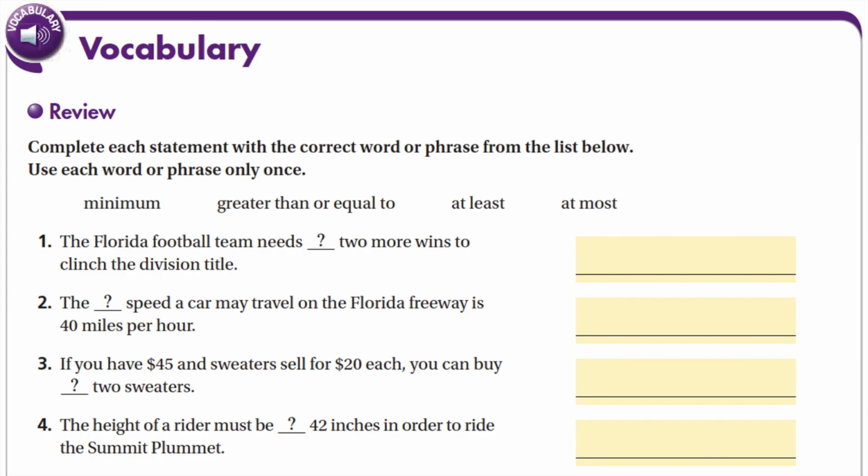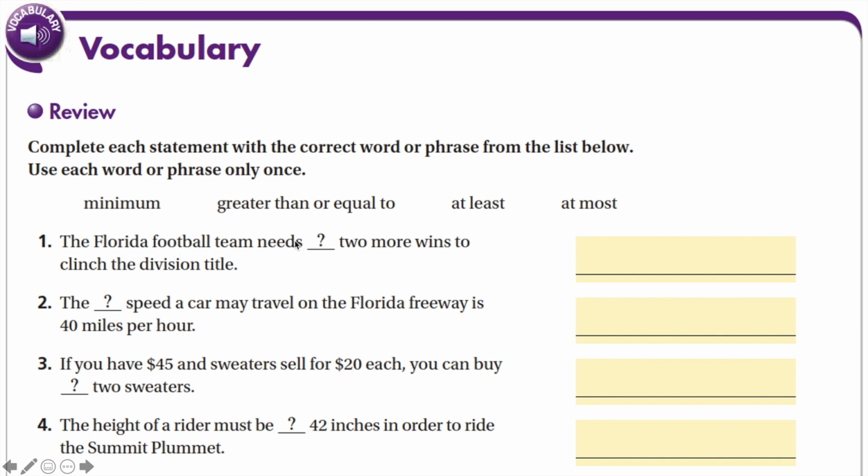Let's get started. So first things first, like always, we're going to start off with the vocab review portion. Let's complete each statement with the correct word or phrase from the list below. Use each word or phrase only once. We got minimum, greater than or equal to, at least, or at most.